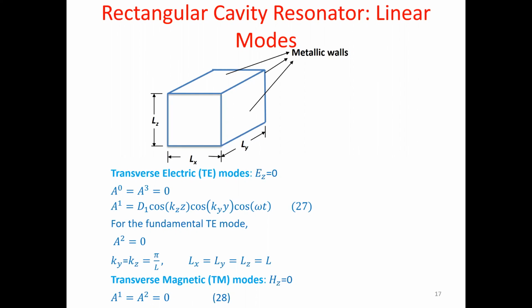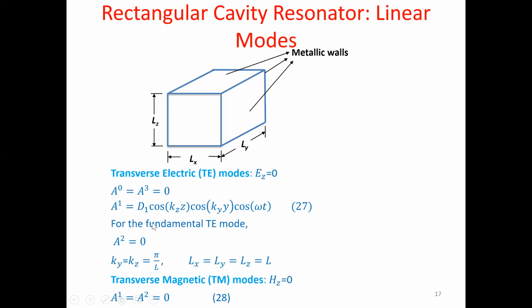Let us first consider the linear modes of this cavity. There are 2 types of modes. First one, transverse electric or TE modes, and the second one, transverse magnetic or TM modes. For the TE modes, the Z component of the electric field is 0, which means A0 and A3 are zeros, and A1 is given by this expression here.